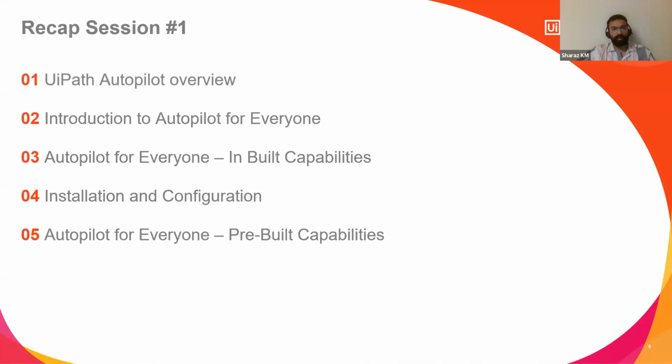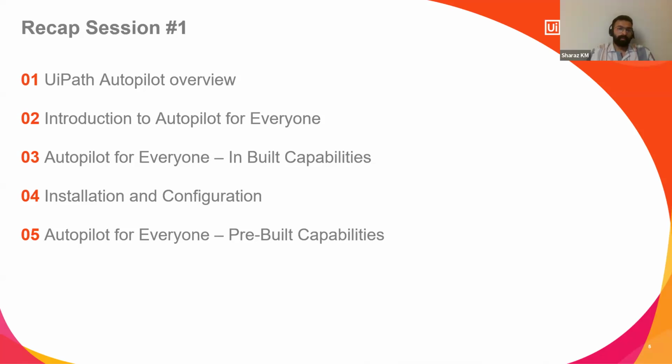So these were the topics we covered in the last session. We discussed UiPath Autopilot as a product. UiPath Autopilot has Autopilot for developers, testers, business analysts, and Autopilot for everyone. Then we started with the introduction to Autopilot for everyone and its capabilities, mainly the generative capabilities. Then we discussed how Autopilot for everyone is incorporated with Document Understanding, and how well it extracts values from documents.